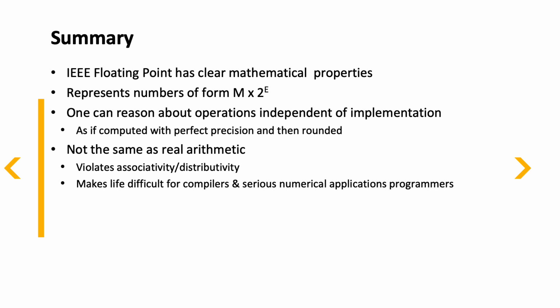We're going to violate associativity. We're going to violate distributivity. And this is the kind of thing that makes life difficult for compilers, for serious numerical applications programmers, right? The more precision we need, the tougher things get when we're dealing with a computer system. And while floating point does a great job of expanding our options, it's still got those issues that we have to be aware of. And this is why we have to know exactly how things are working down at the level of the bits so that we know where we might run into trouble.